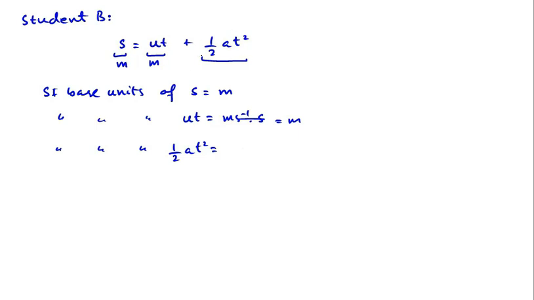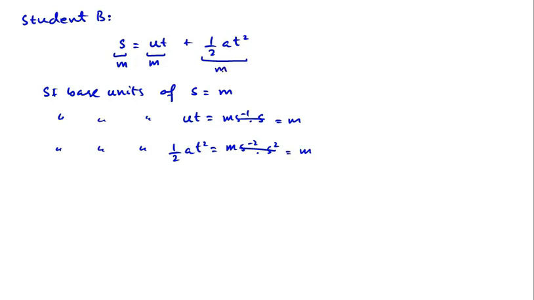Let's calculate the SI base units of the third term now. The SI base units of the third term are equal to SI base units of acceleration a, which are meter per second squared, times SI unit of t squared, which is second squared. Let's simplify this expression now. Inverse of second squared and second squared cancel out, and the expression reduces to meter. So meter is the SI base unit of the third term too.